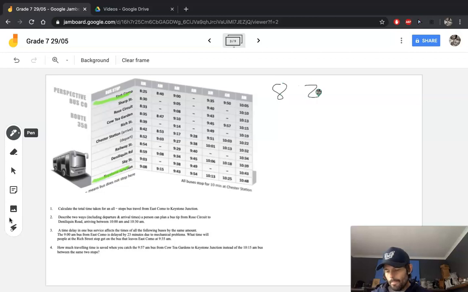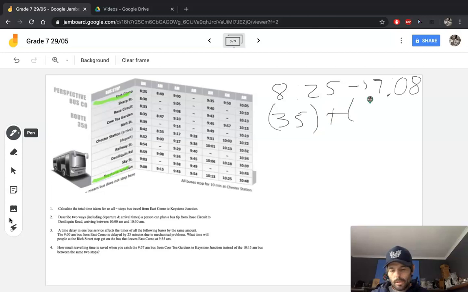So that's going to be 8:25, and it gets to Keystone Junction at 9:08. So how much time is that? And you'll remember from previous lessons that we go to the next hour first. So it's 35 minutes until 9 a.m. Then we need to add those extra 8 minutes. So in total, the bus trip from East Como to Keystone Junction takes 43 minutes.